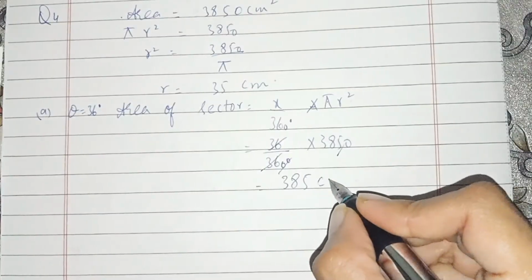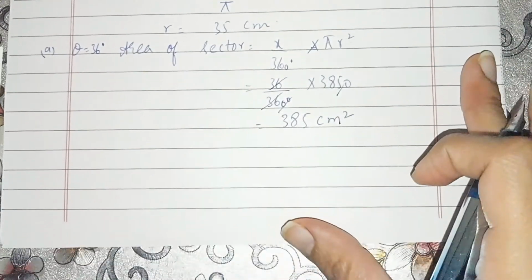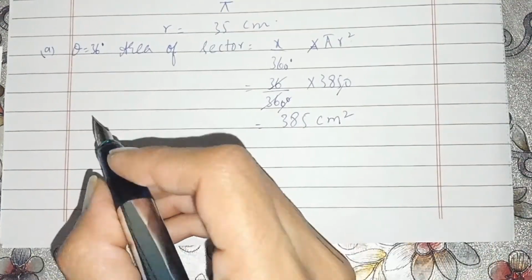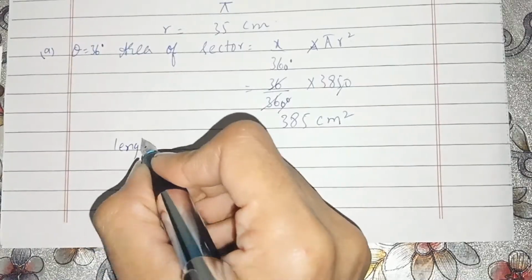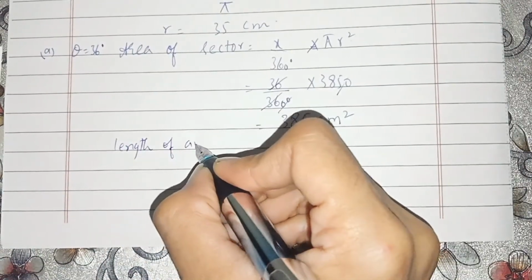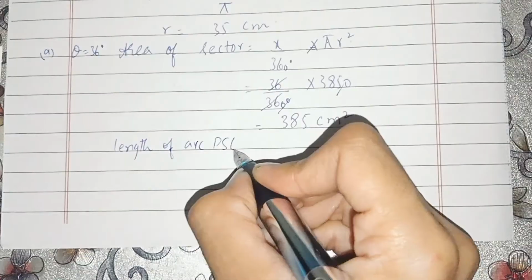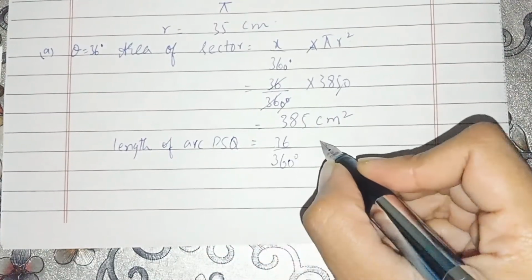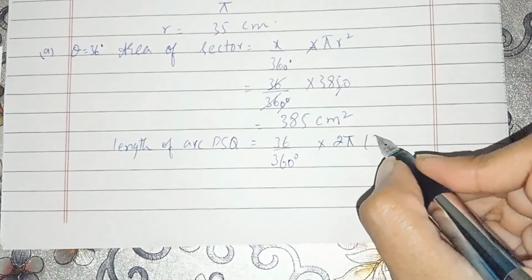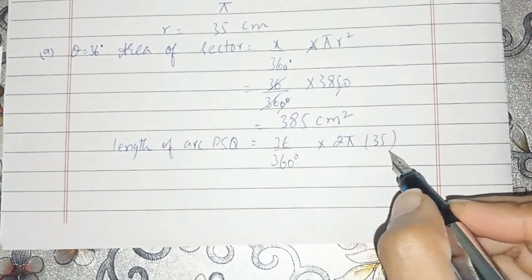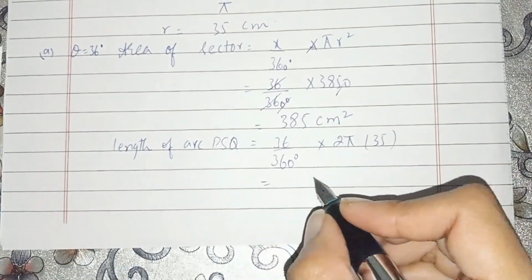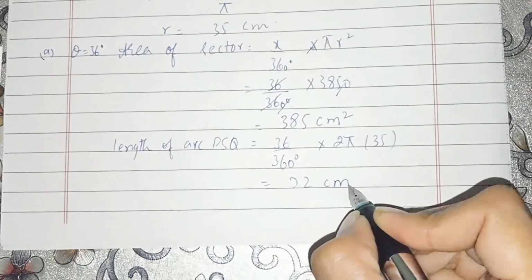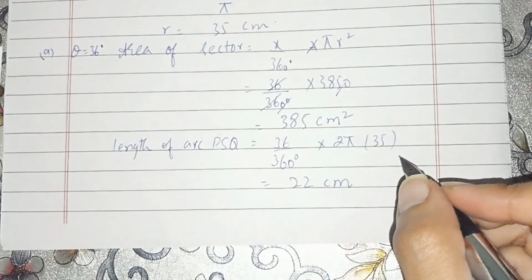And now students, in the second part, we can also find the length of arc PSQ. 36 over 360 degree multiplied by 2 pi r, where we have found r, which is 35, and by solving it we get the answer 22 centimeters. And now students, this is the answer.